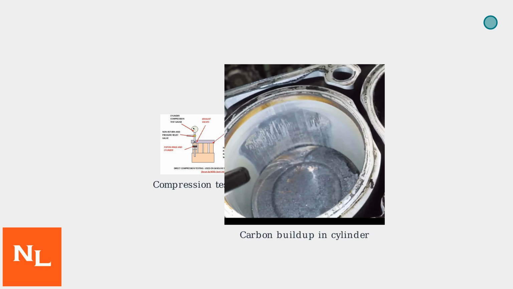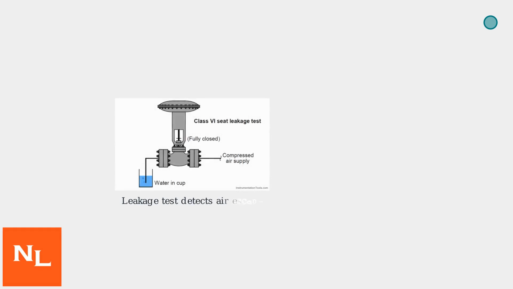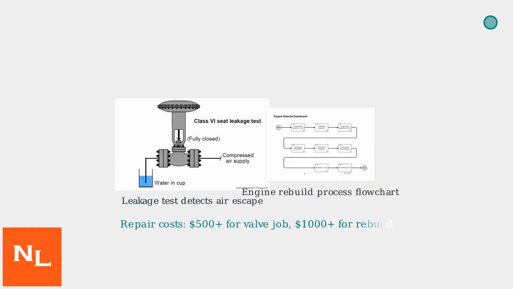Normal compression is typically 120 to 150 psi. Anything below indicates issues. Check for carbon buildup on valves or rings, as shown here. For leaks, perform a cylinder leakage test by pressurizing the cylinder and checking for air escaping through valves or rings. Bubbles in water indicate leaks.